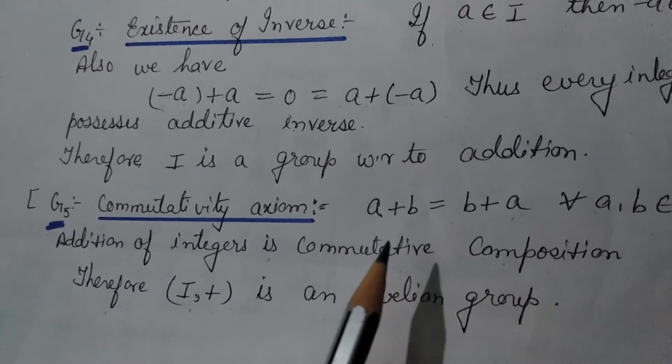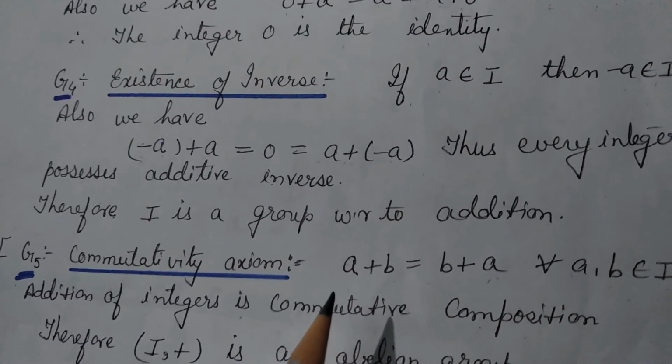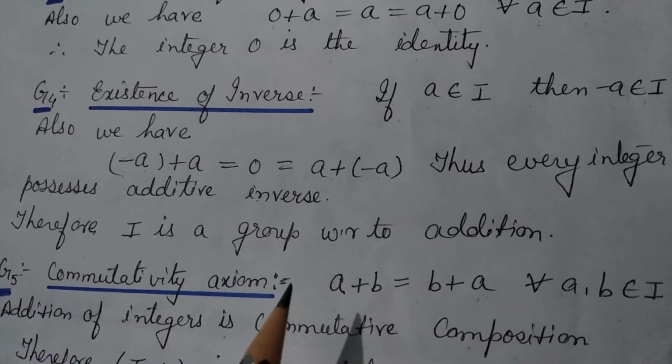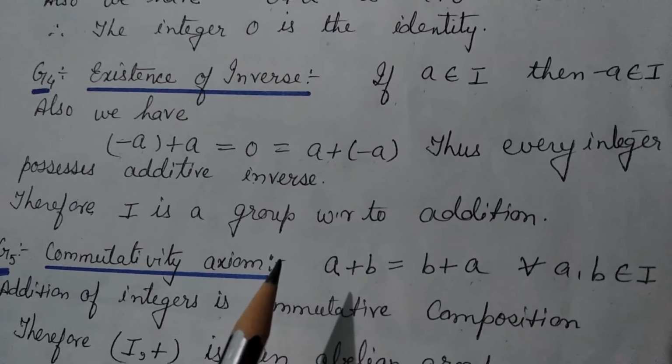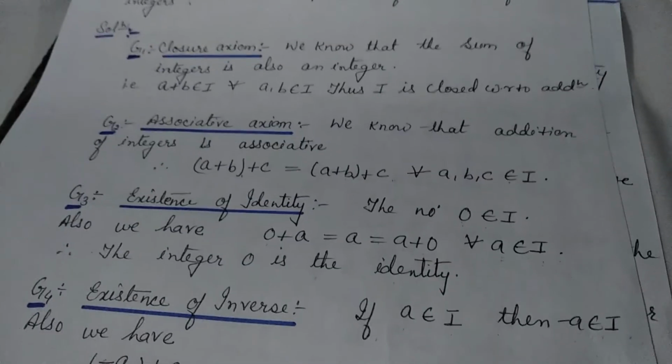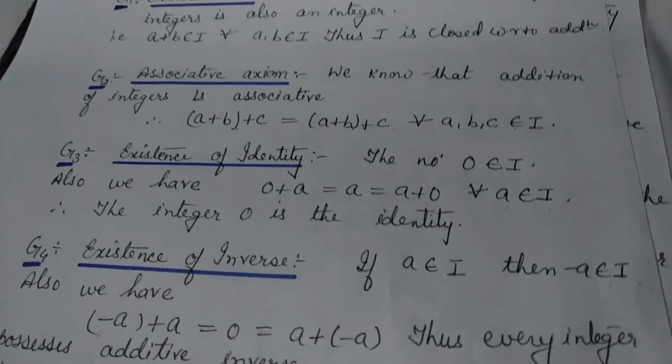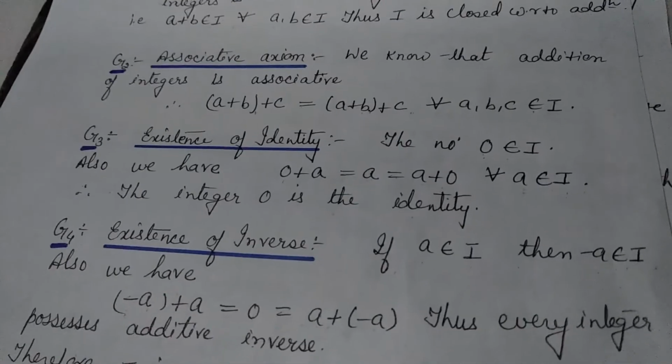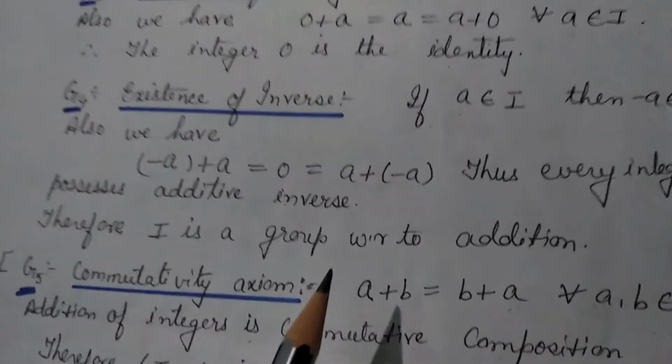So here we have seen what a binary operation and an algebraic structure are. We have defined a group, and then one example is seen.